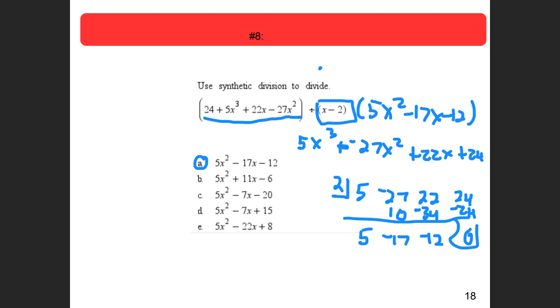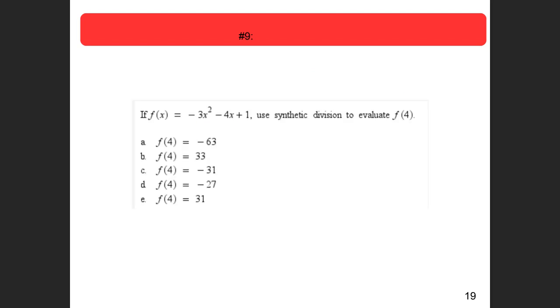All right, number 9. Number 9 says to use synthetic division to evaluate. Okay, so now I don't need to use synthetic division to evaluate. I could just plug 4 in here. So that would be -3 times 4 squared minus 4 times 4 plus 1. That's what evaluating means. It means plugging a number in, figuring out what the value is.